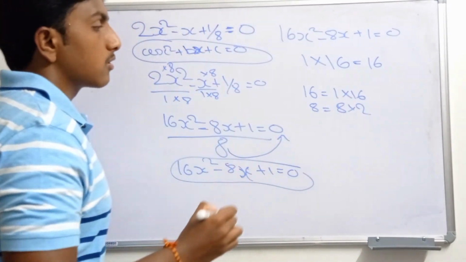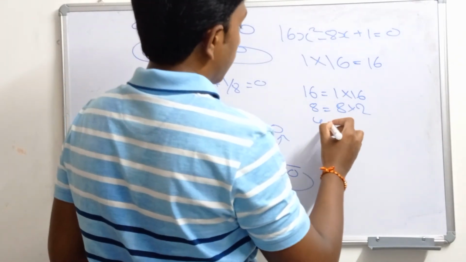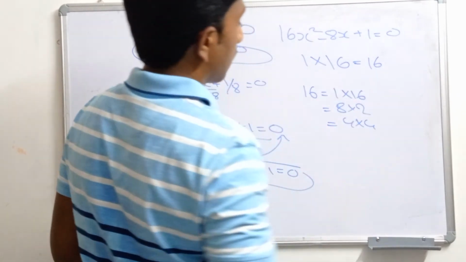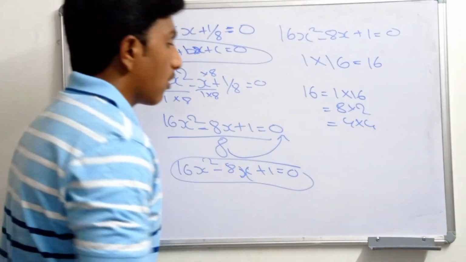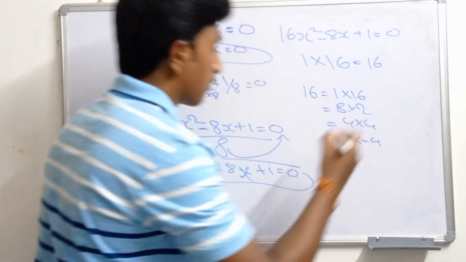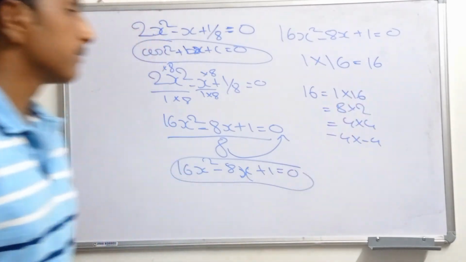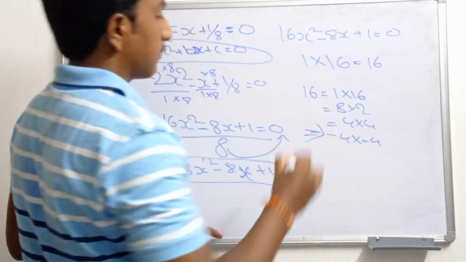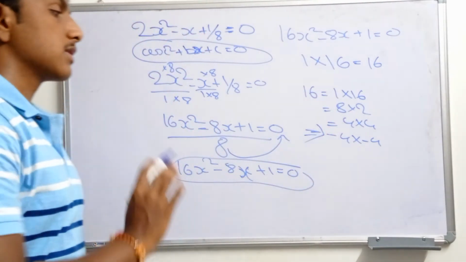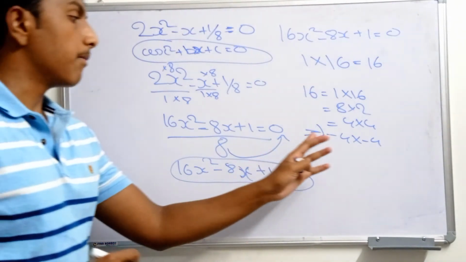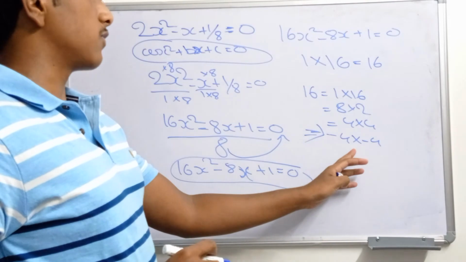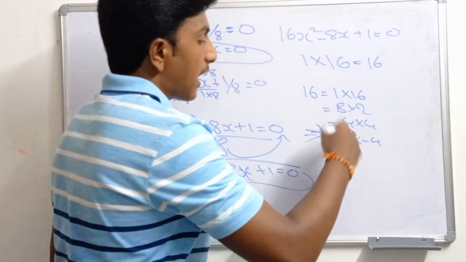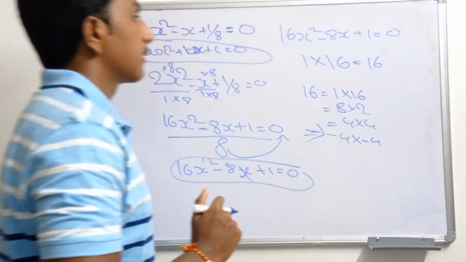I hope 2 eights are also 16, and it will go with 4. That means 4 into 4. Am I right? And this can also be written as minus 4 into minus 4. Minus into minus is plus, so 4 fours are 16. Guys, is it clear? Minus into minus is equal to plus. When you add the two factors, 4 plus 4 is equal to 8, and minus 4 plus minus 4 is equal to minus 8.